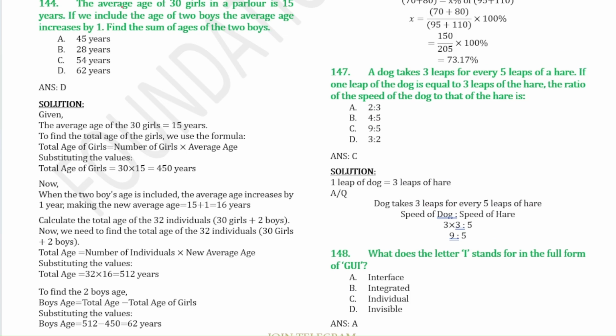Next question: the average age of 30 girls in a parlor is 15 years. If we include the ages of 2 boys, the average increases by 1. So we have to find the sum of the ages of the 2 boys.